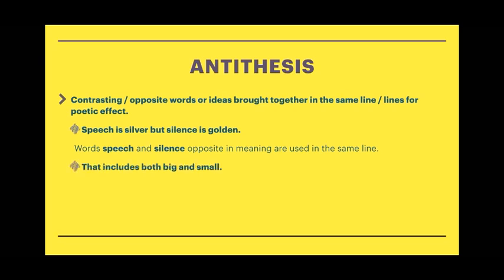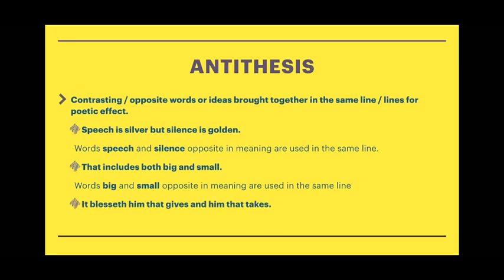That includes both big and small. So now in this sentence, words big and small, which are opposite in meaning, are used in the same line. It blesseth him that gives and him that takes. Now children, again in the sentence we see that the words give and take have opposite meanings. They are used in the same line for poetic effect. So what is antithesis? In antithesis we find that contrasting or opposite words or ideas are used in the same line to give poetic effect or to make it sound better.